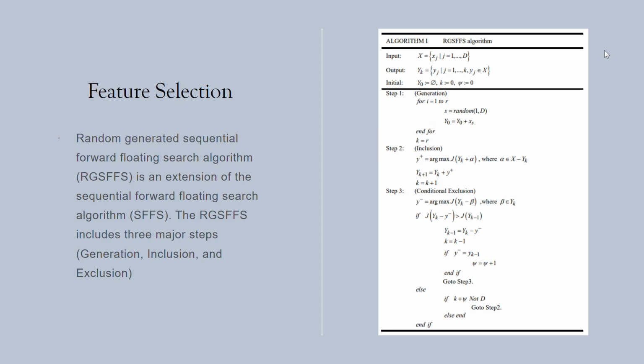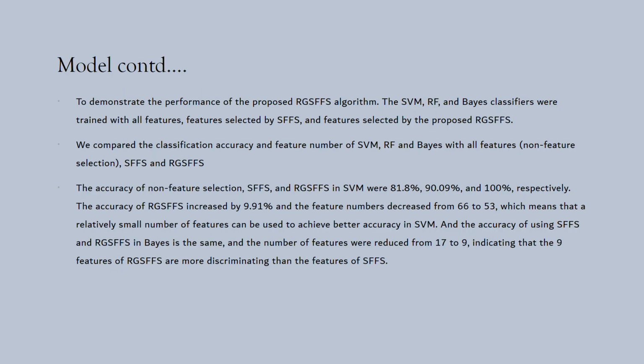Now coming to feature selection. RGSFFS is an extension of the SFFS, and it includes 3 major steps, which are generation, inclusion, and exclusion. More of it is in the paper if anyone wants to know more about the particular algorithm that they proposed. This is the algorithm that they have implemented for RGSFFS: generation, inclusion, and conditional exclusion.